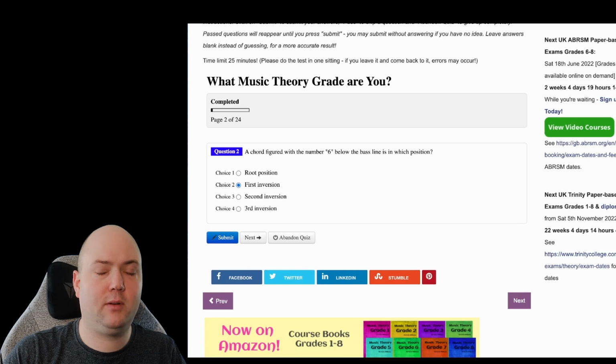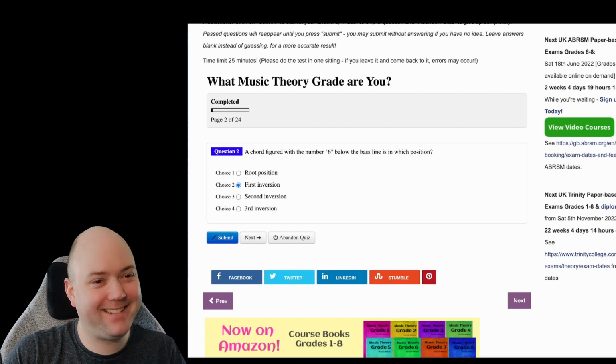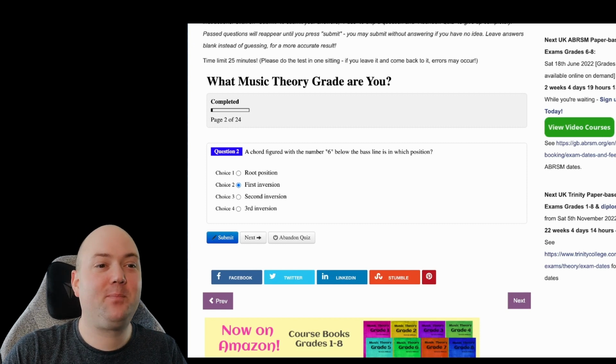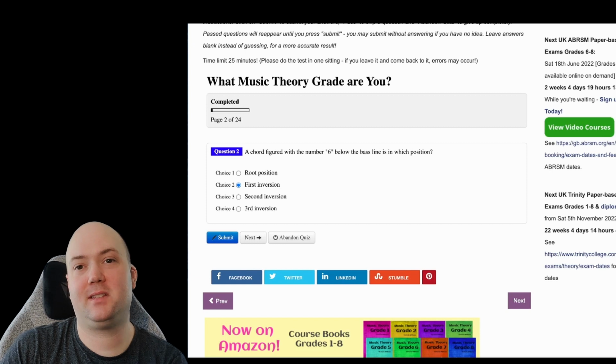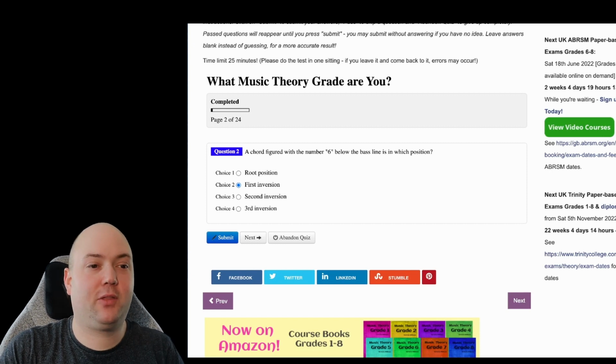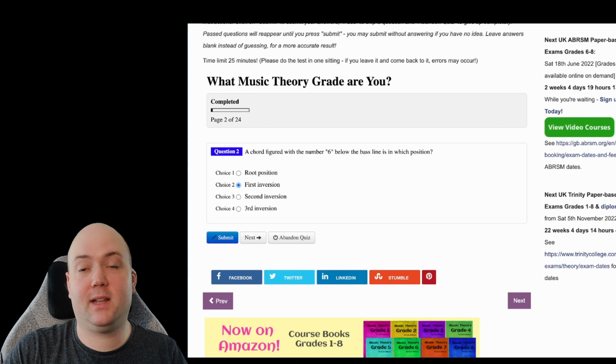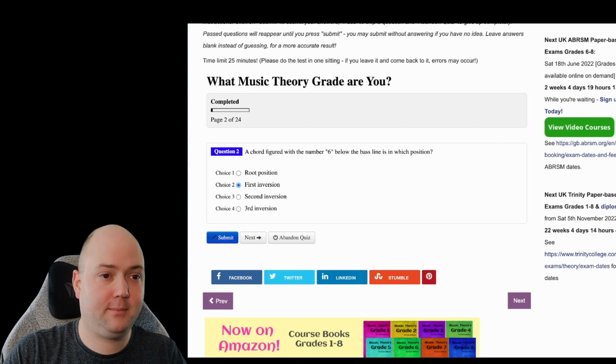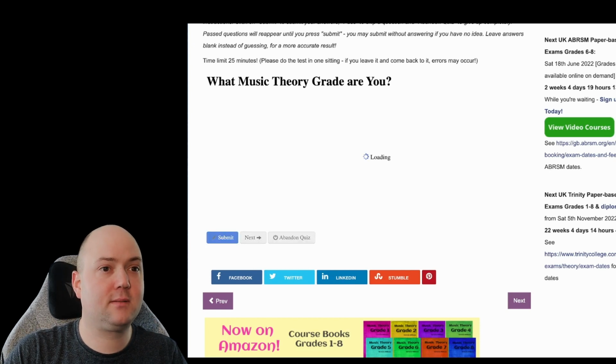Root position would be 5-3. Second would be 6-4. Taking too long on that. Third inversion, that would actually be different. So I guess second inversion would be different if it's a 7th chord. But third inversion deals with a 7th chord, and that's a 4-2. But first inversion in this case.